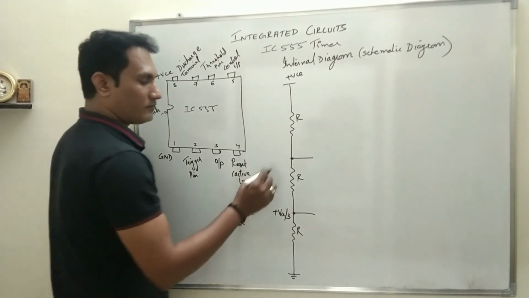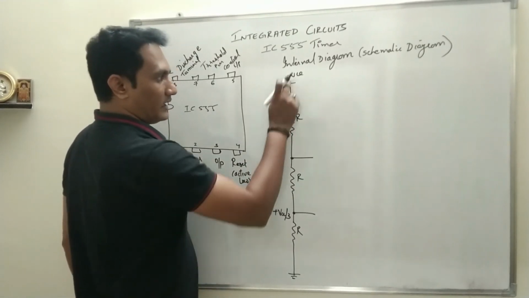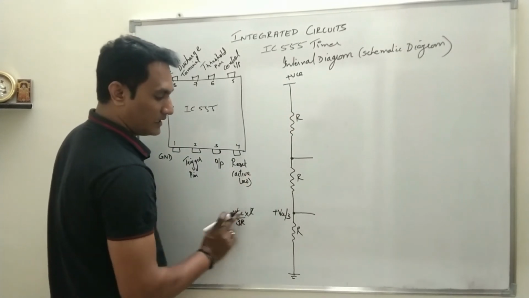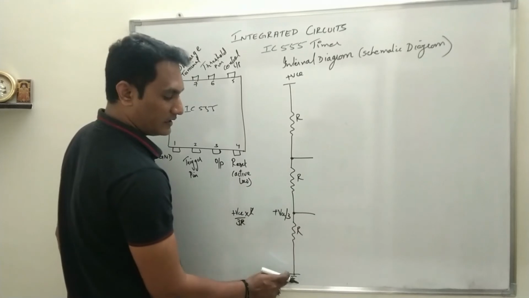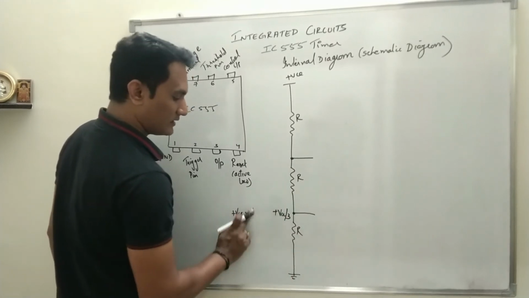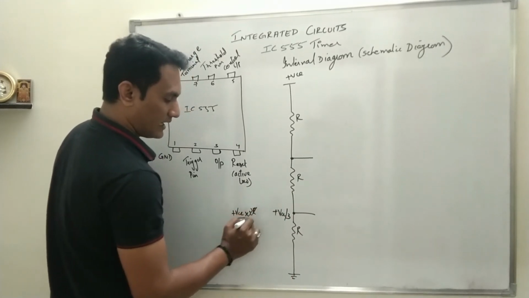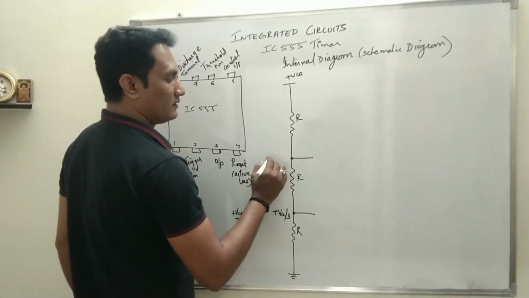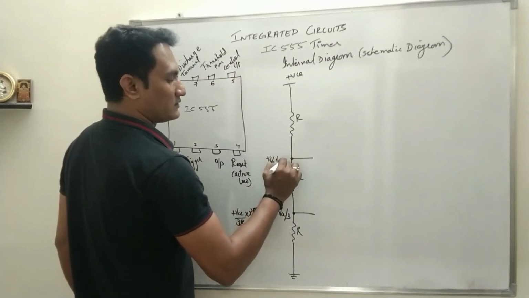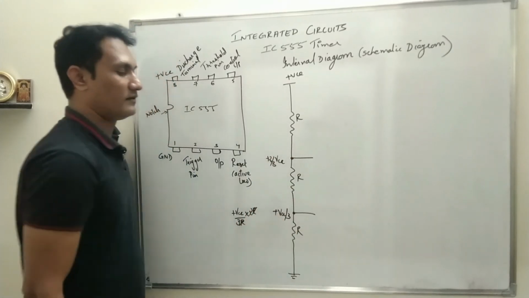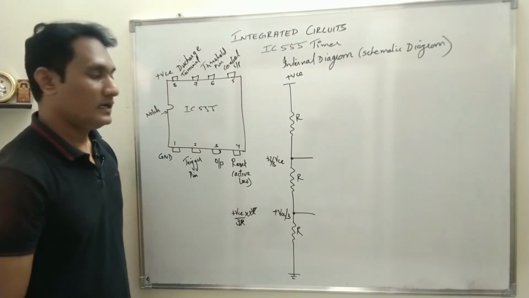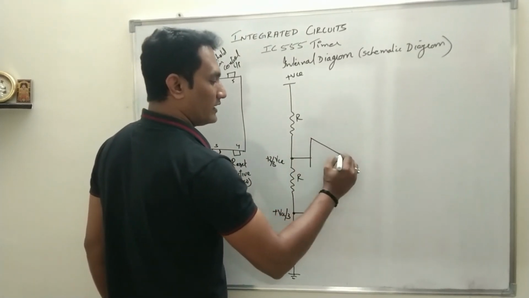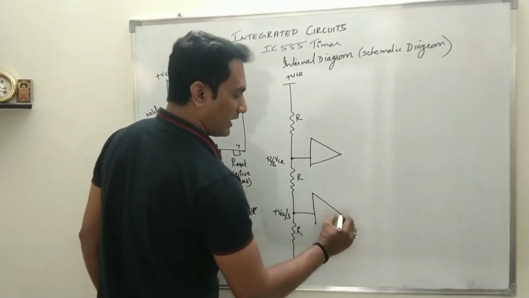Similarly, at this point, again plus VCC divided by the total resistance, that is 3R, multiplied by the resistance between this point and ground, which is R plus R, that is 2R. So R gets cancelled, and it will be plus 2 by 3 of VCC. Now these two voltages go as reference voltages for my two comparators.